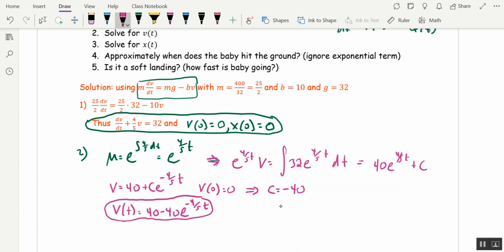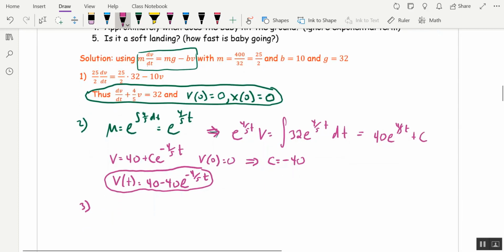Part 3 is solve for x of t. x is position. Position is the integral of velocity. And it's a straight up integration because v of t only depends on t, so we don't have to do any fancy solving of differential equations here. We just do a straight up integration.